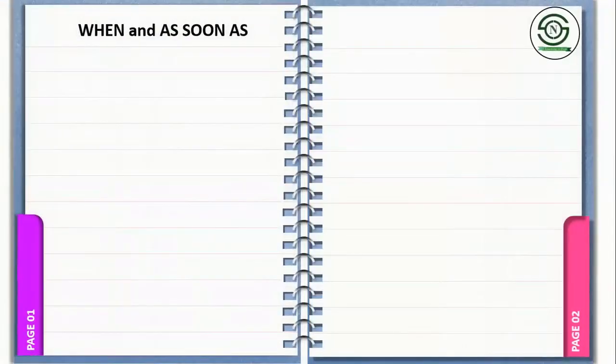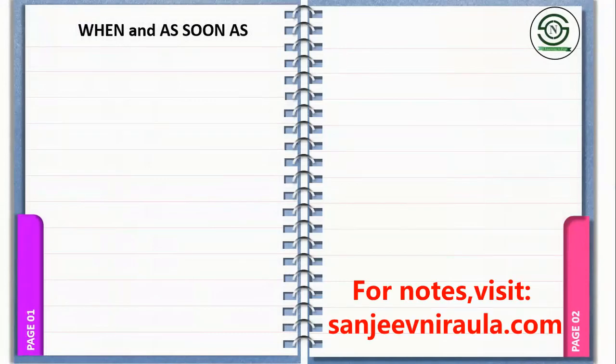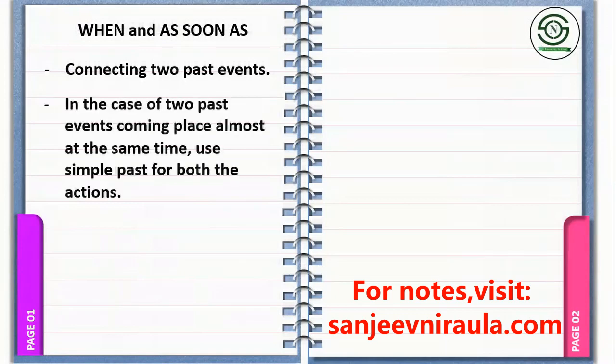So, when do we use when and as soon as? At first, let's see the general rule. When we connect two past events, we use when and as soon as. In the case of two past events that come almost at the same time, that take place almost at the same time, we use simple past for both the actions.